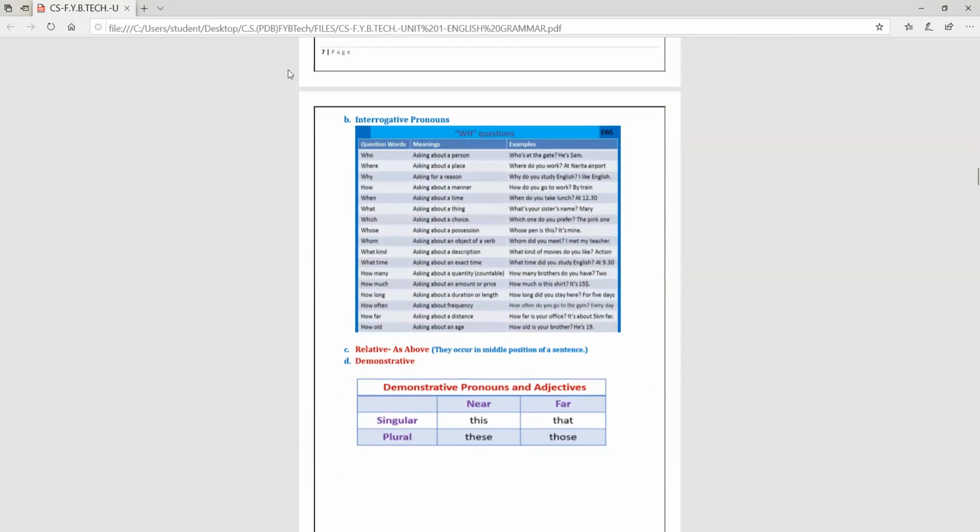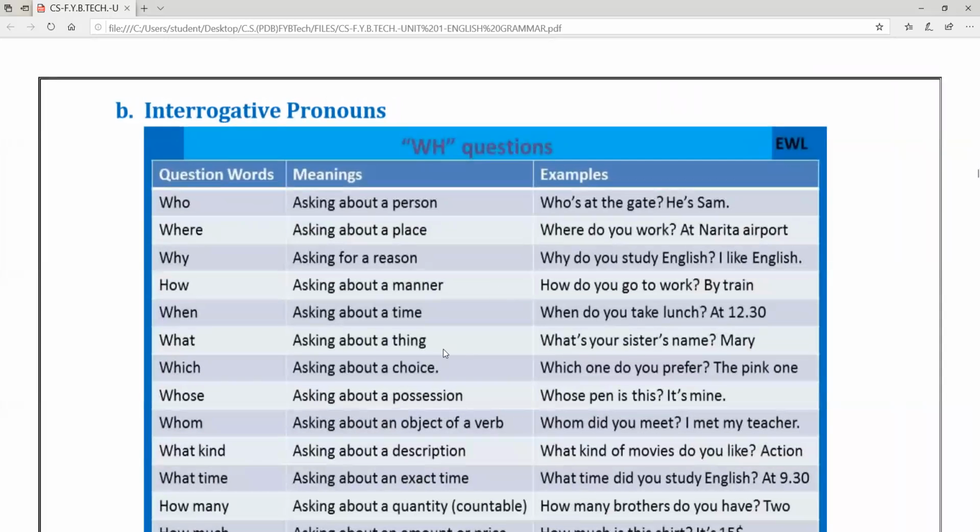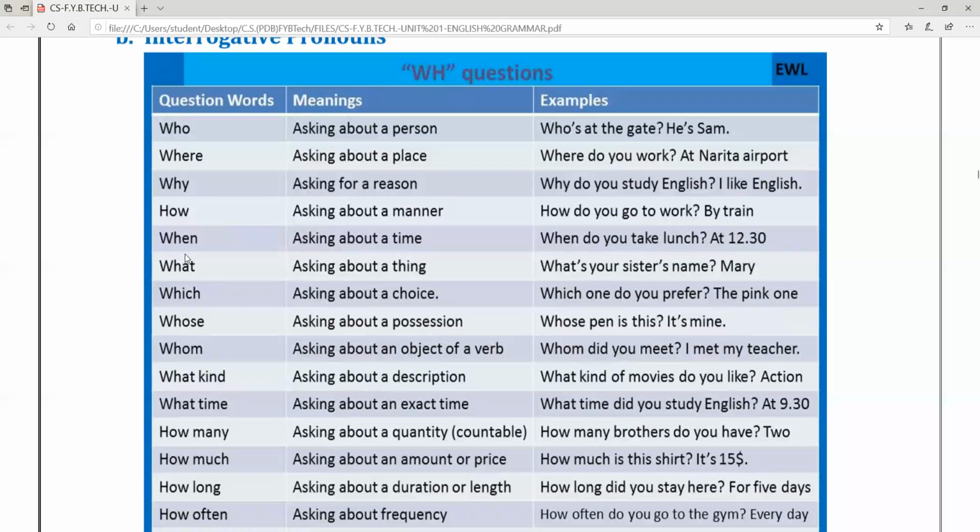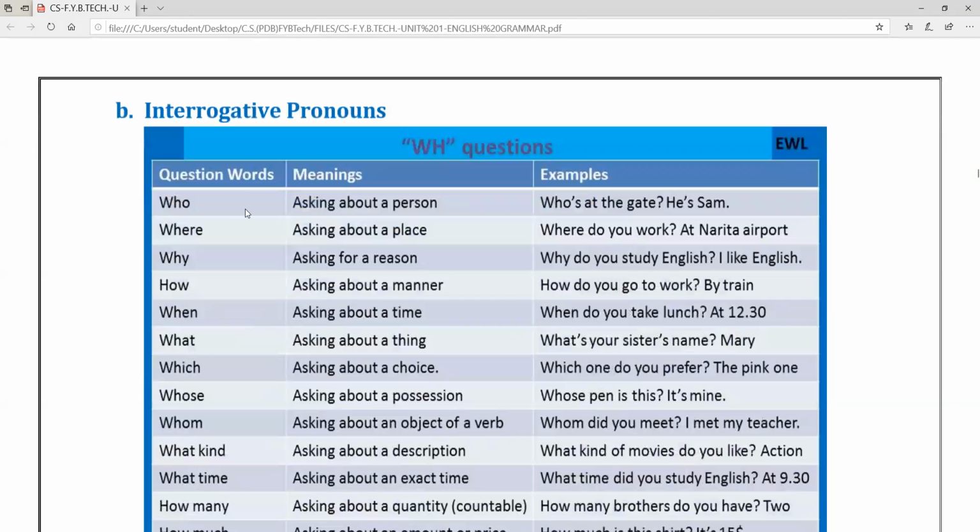Then we have seen the interrogative pronouns. The words which are starting with WH word, they are called as the interrogative words. And when we are using them as a pronouns, then they are called as the interrogative pronouns. आपण जेव्हा WH words असतील, who, where, why, हे जेव्हा आपण प्रोनाउन म्हणून यूज करतो तेव्हा त्यांना आपण म्हणतो इंट्रोगेटिव्ह प्रोनाउन्स. ओके, when we are using WH words as interrogatives, then they are called as the interrogative pronouns.